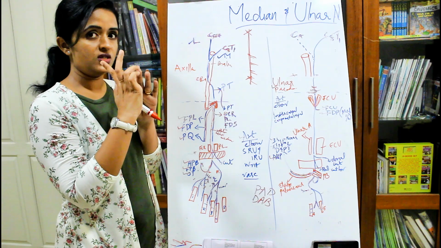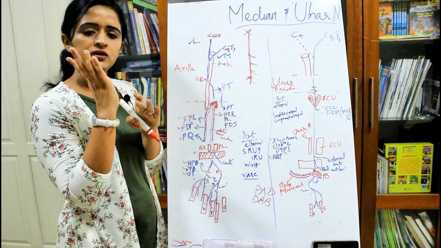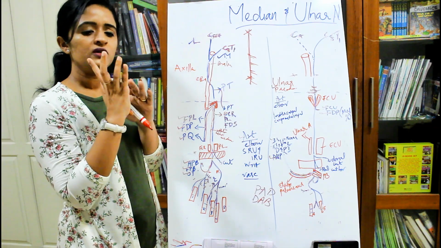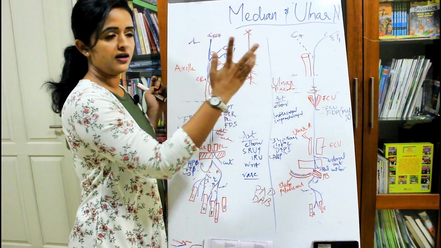Okay, the medial 2 digits, that is the supply of the ulnar nerve. And all the flexors also will be weak. So the flexion also will be weak. So this is what happens if you get a higher lesion of the ulnar nerve.